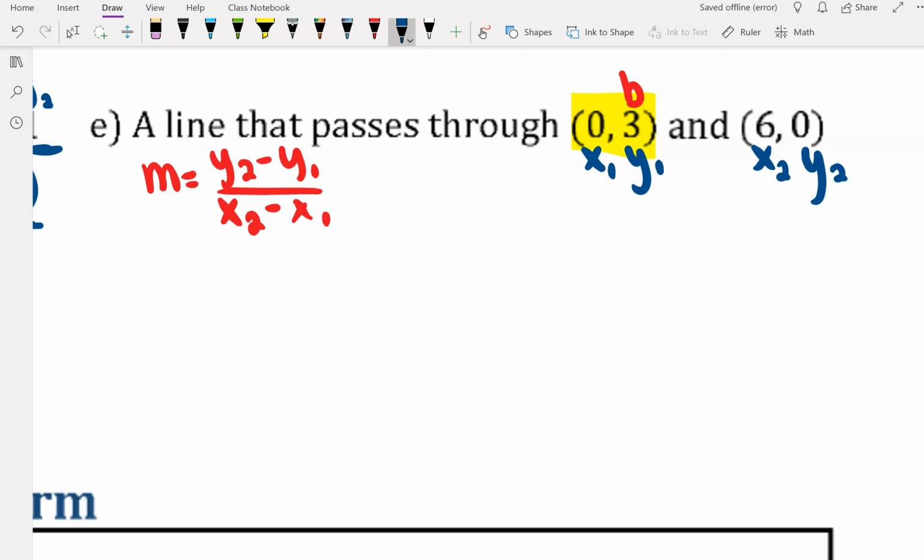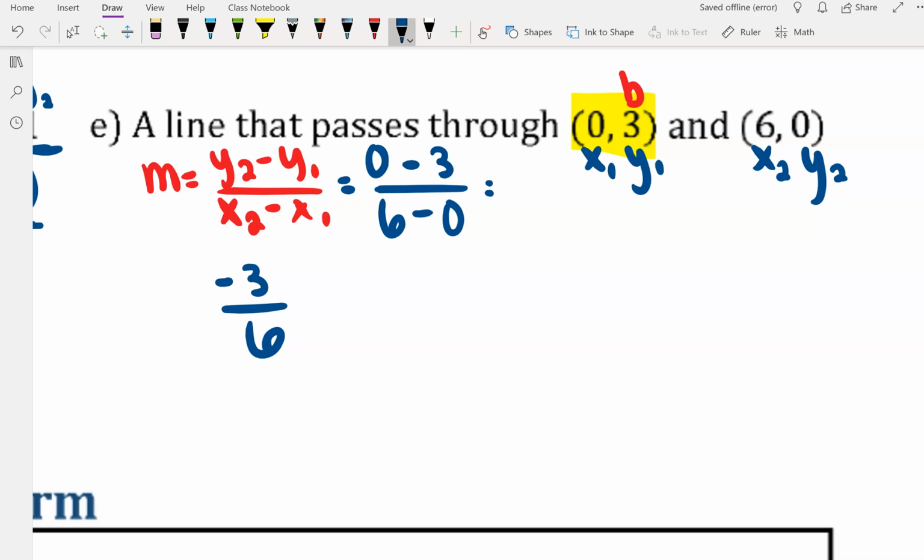All right, now just plug into the formula. So y2 gets replaced with 0, because that's what y2 was, minus y1 is 3, over x2, which is 6, minus x1, which is 0. And then I'll subtract those. 0 minus 3 is negative 3, and 6 minus 0 is 6. Both of those are divisible by 3. 3 goes into both. So I end up getting negative 3 divided by 3 is negative 1, and 6 divided by 3 is 2.